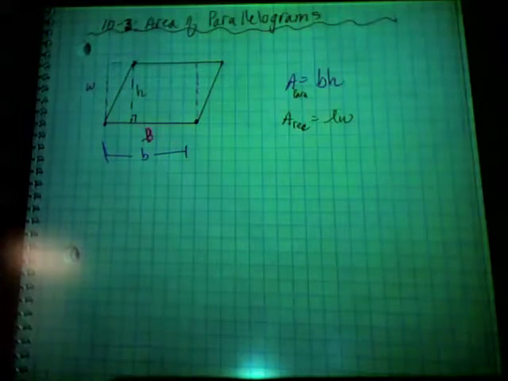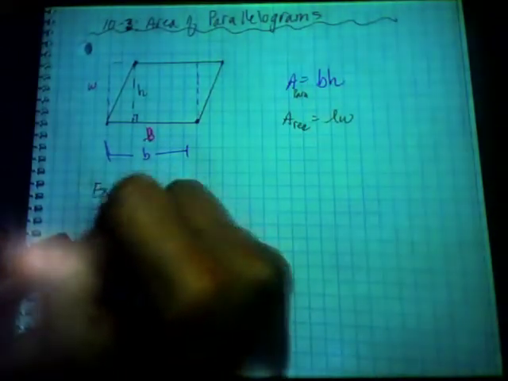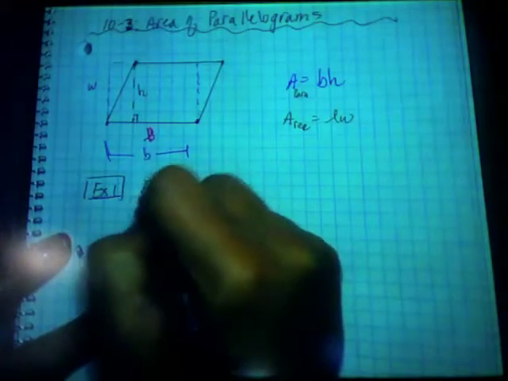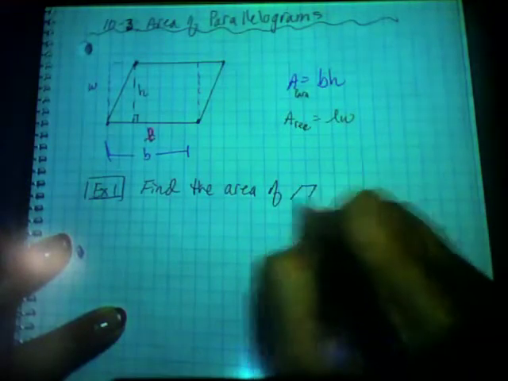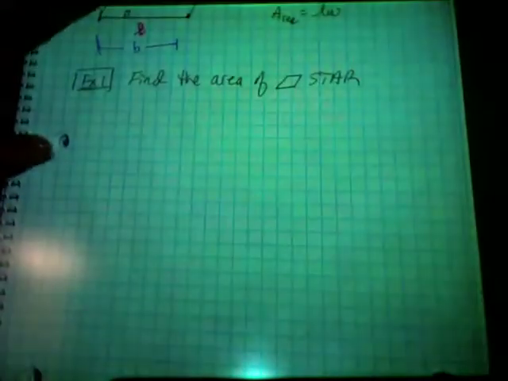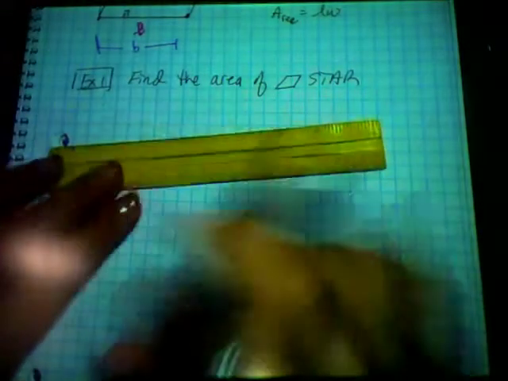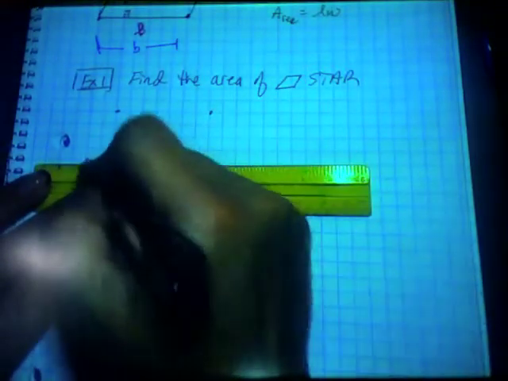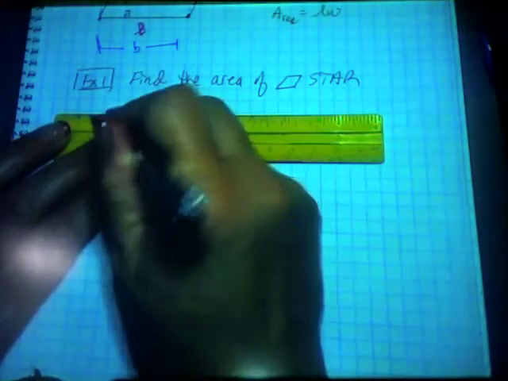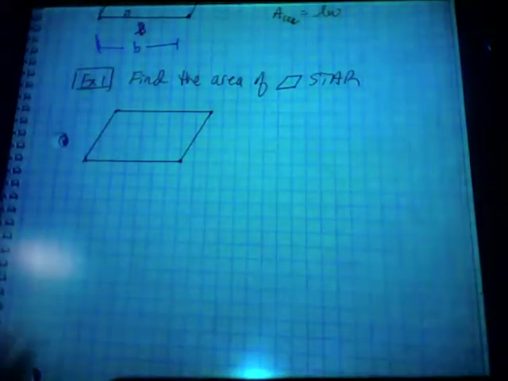All right, so example 1. Find the area of parallelogram STAR. Sometimes you'll be given a picture. Oftentimes you won't be given a picture. And if you're not given a picture, it is your job to draw a picture of what they are describing to you. And I think those will be the hardest problems for you to do because you have to draw your own picture.